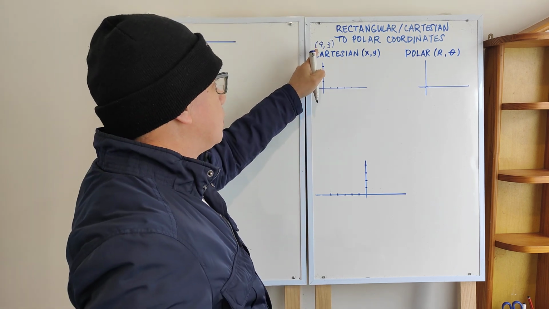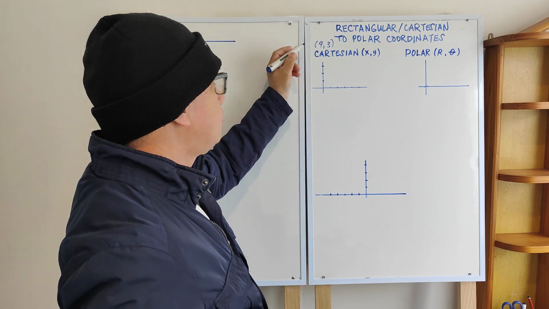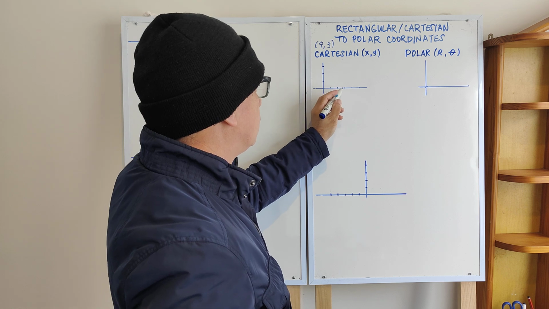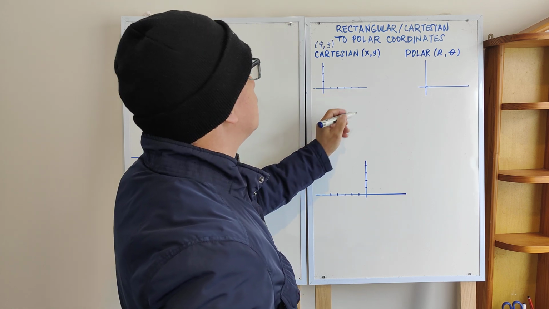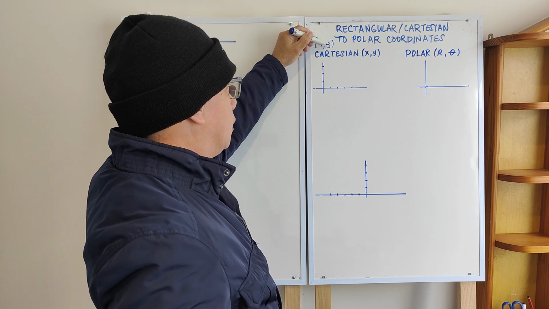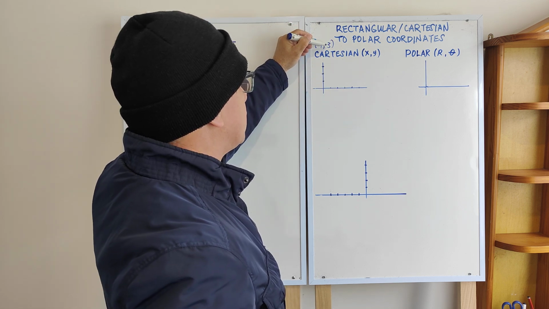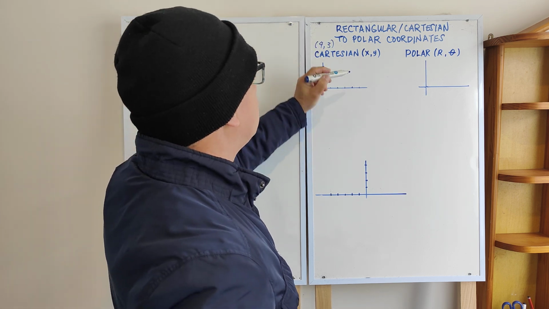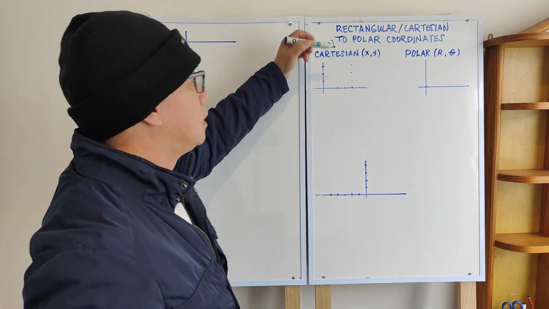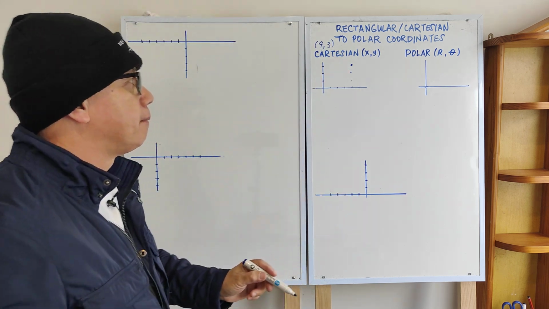So the first number is your distance from the vertical. I call it the left and the right. This is positive 4, so it goes to the right 4 units, 1, 2, 3, 4. So it starts from here. And then this is the distance from the horizontal. I call it up and down because it goes up and down. This is positive 3, so it goes up 3 units. 1, 2, 3. So this is your point 4 and 3.